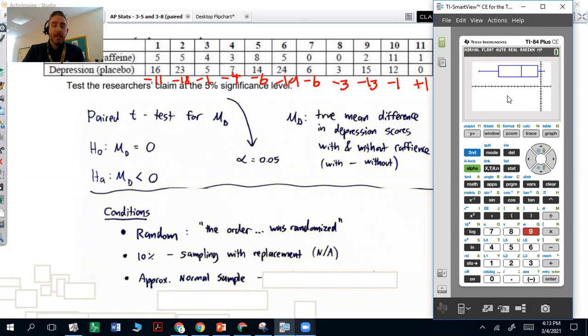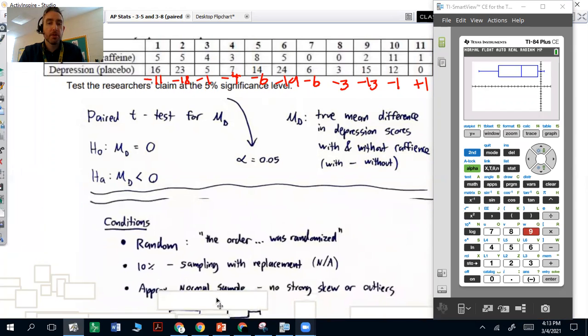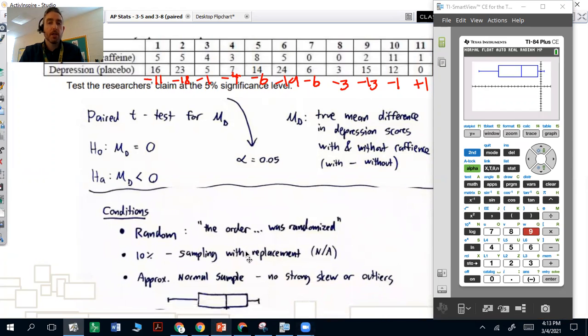And we want to see if that box plot is super skewed or has any outliers, which it doesn't. It's not going to, so there's no strong skew or outliers. And so you want to sketch just a general idea of what that box plot looks like.